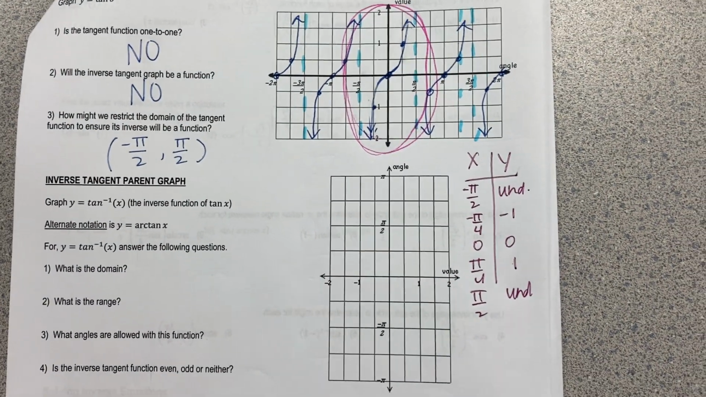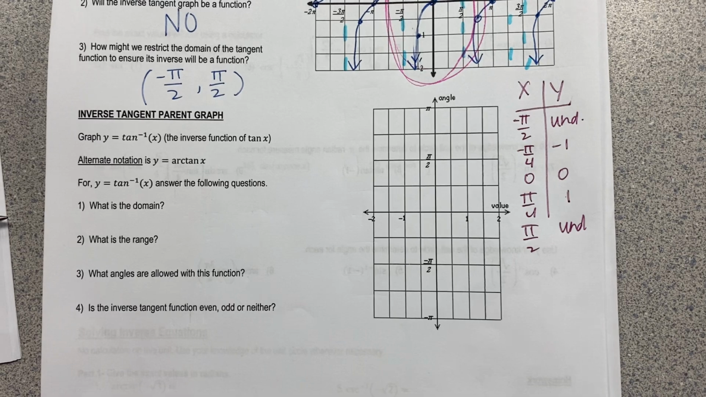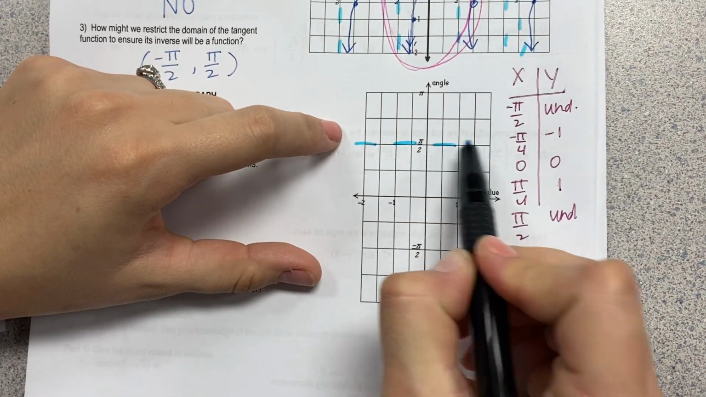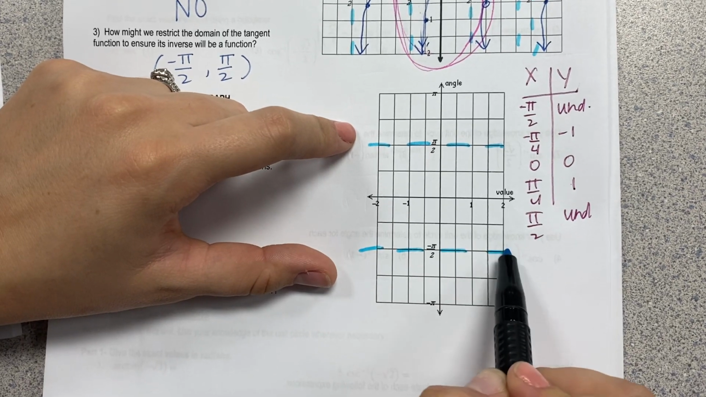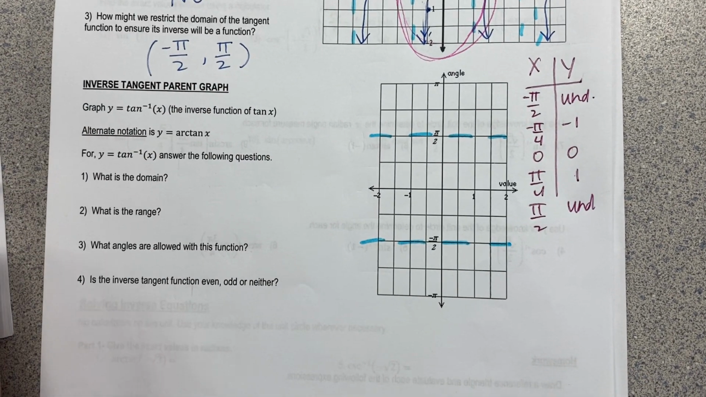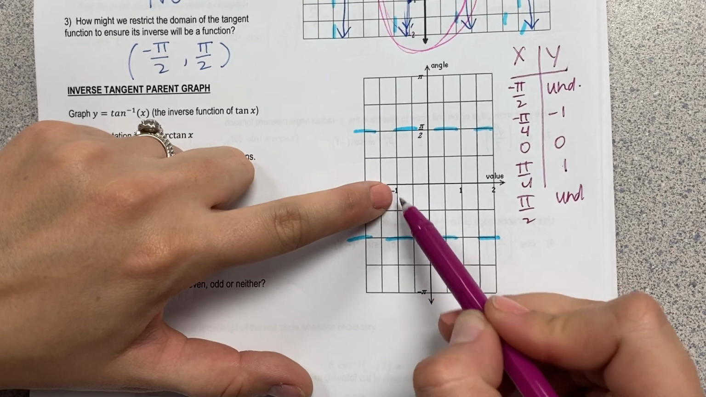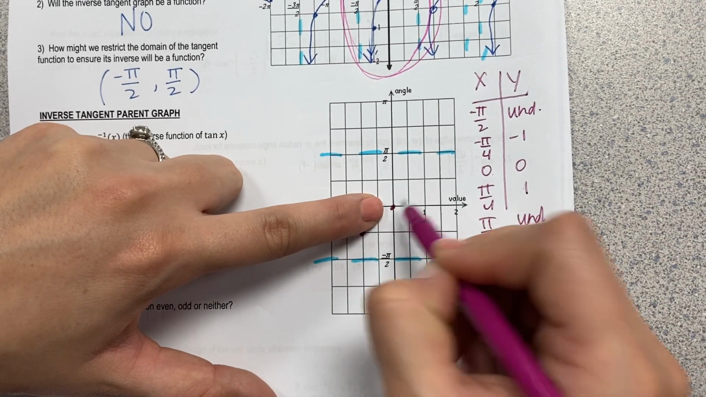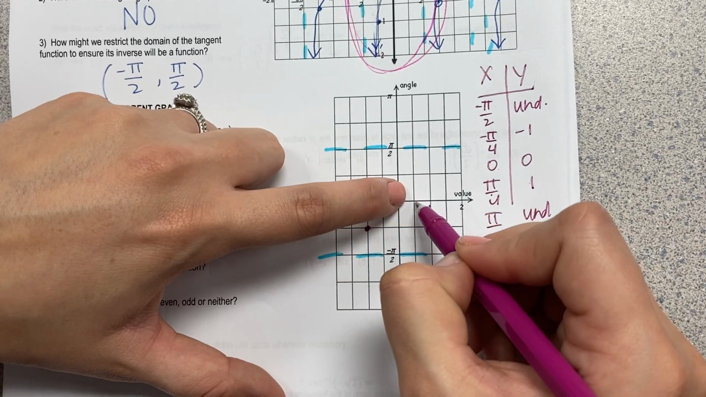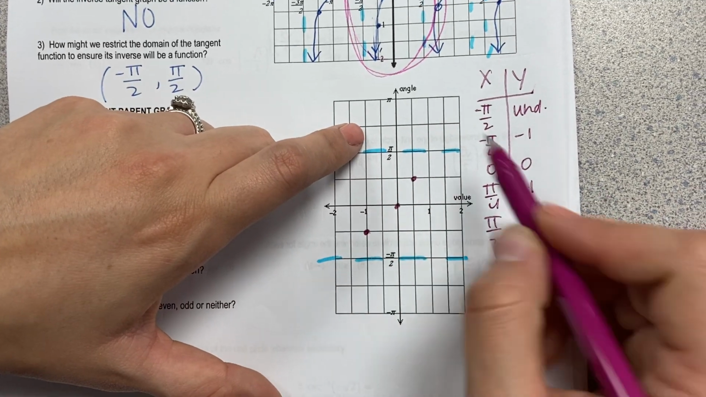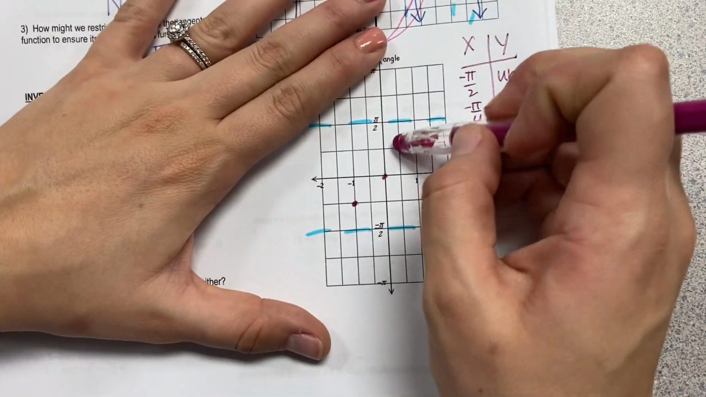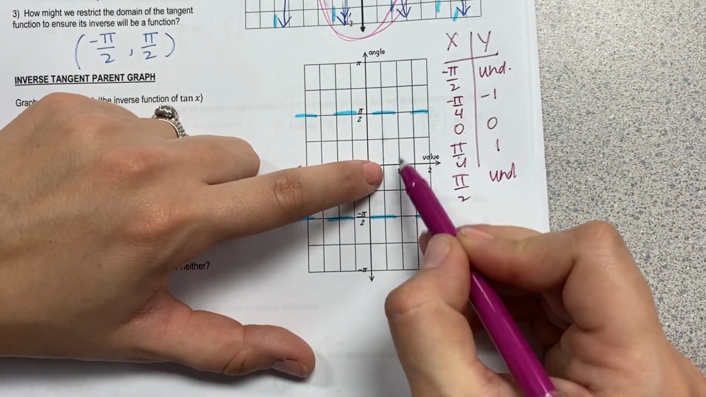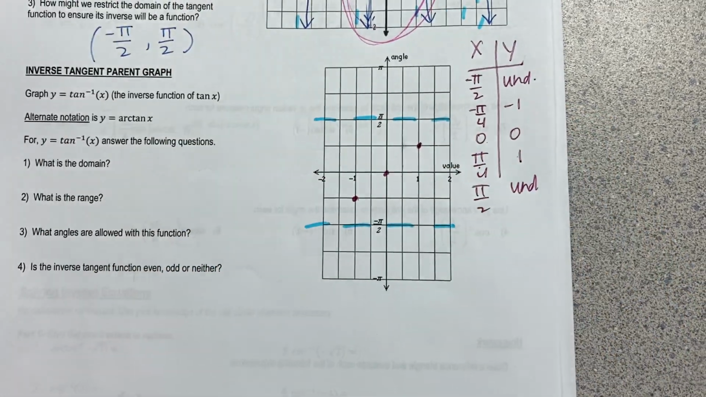Okay, let's flip them. So at both of these pi over 2's is where our asymptotes are. At negative 1, I'm going to negative pi over 4. At 0, 0. At pi over 4, 1. And the other pi over 2 is the asymptote. We did it, everybody.